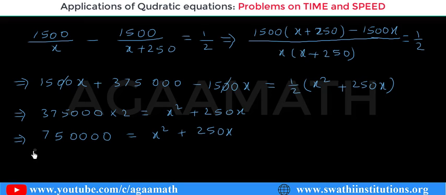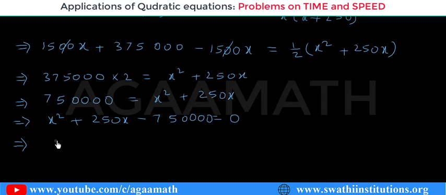So finally, if I write what I get: x square plus 250x minus 750,000 equals 0, right? Now let us solve this. What equation did we get here? x square plus 250x minus 750,000.